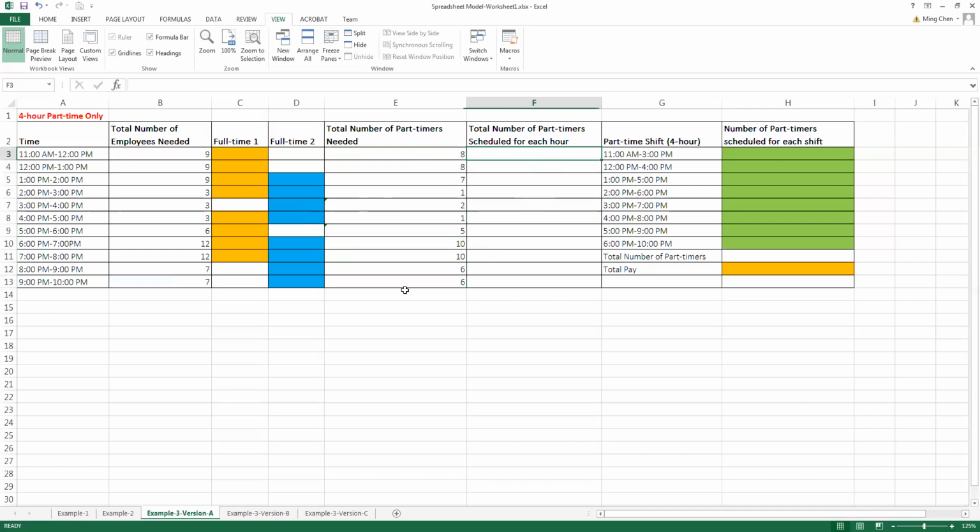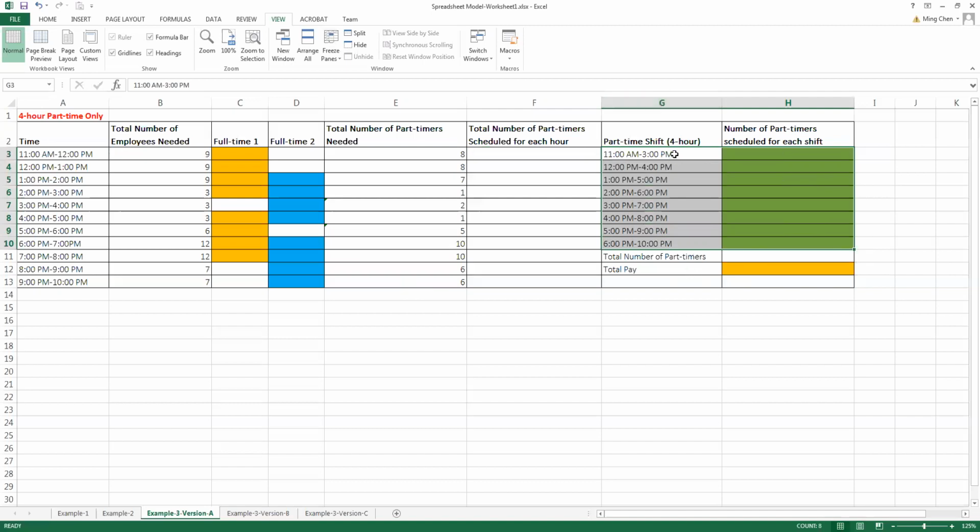So this is column E. Now let's look at column G and H. Column G and H show the part-time shifts. As I said, a part-time shift is a 4-hour period. If you hire somebody, you don't let this person work for 1 hour only or 2 hours only. This person will be working 4 hours non-stop.